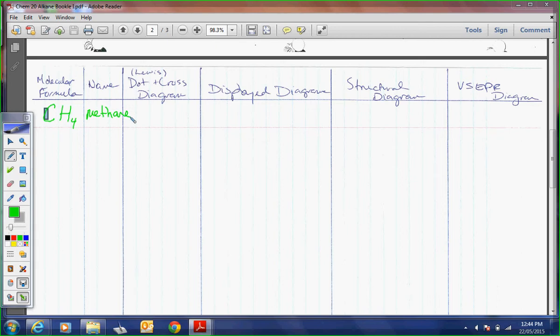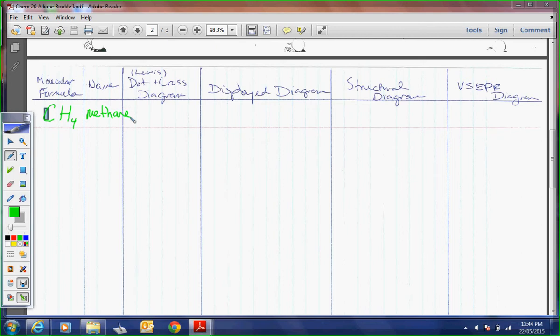Without looking on the other sheet. The other sheet's there so that it's nice and neat for your notes. But this is the learning of it. Dot and cross diagram. Can you draw the dot and cross diagram? Do you remember how to draw dot and cross diagrams? Do you remember where we start?